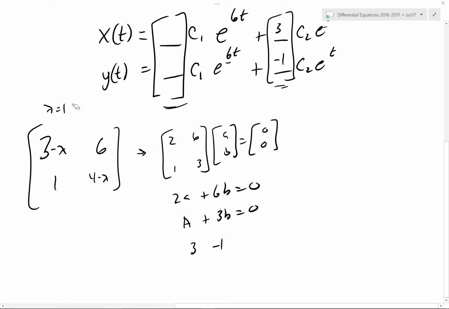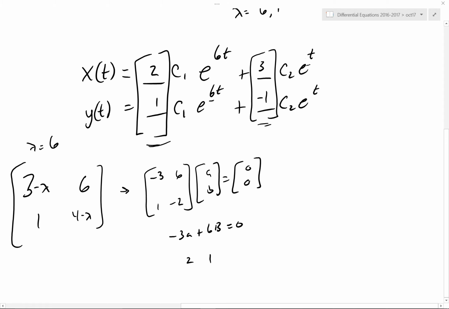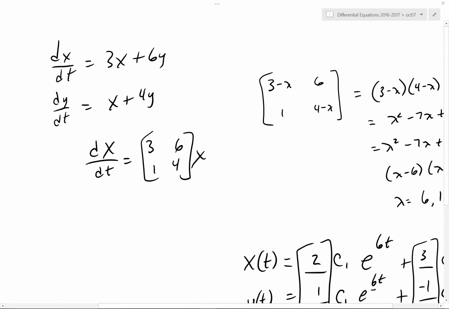Now let's try it with 6 just for fun. Well, because we have to. And so that's going to be negative 3 and negative 2. So negative 3a plus 6b equals 0. Of course, the bottom one's the exact same equation. So if I do 2, 1, that ought to work. And we're home free. This, by the way, is the generic solution to that equation. That is the general solution. If that's all we were told, that's all we can do.